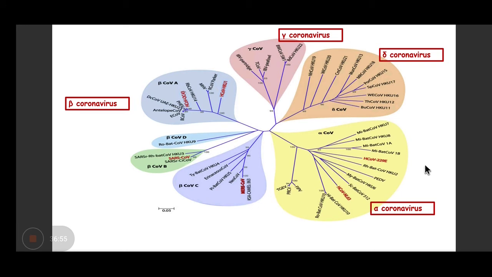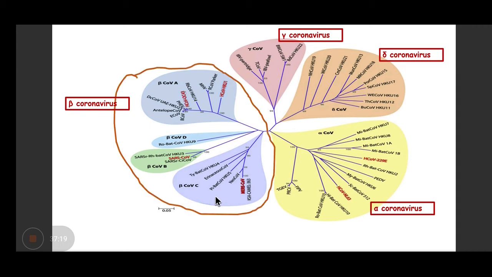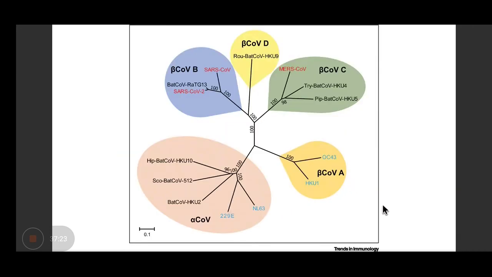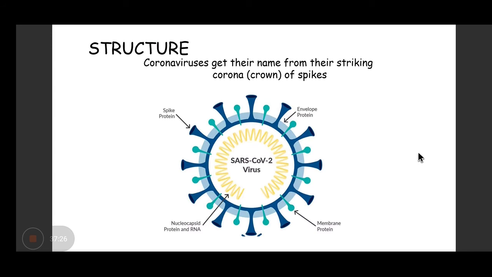There are a total of 7 coronaviruses known to cause infection in humans: 3 severe coronaviruses, and 4 human coronaviruses: 229E, NL63, OC43, and HKU1. So that is 1, 2, 3, 4, 5, 6, and the newer SARS-CoV-2, making 7 coronaviruses including SARS-CoV-2. The name coronavirus comes from the spikes, because corona means crown, and because of these spikes it looks like a crown in electron microscopy.